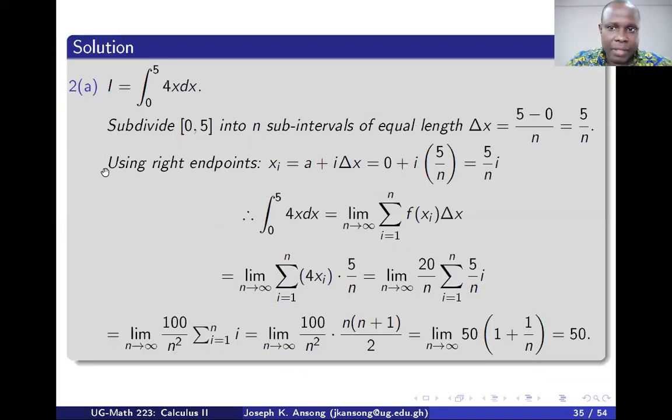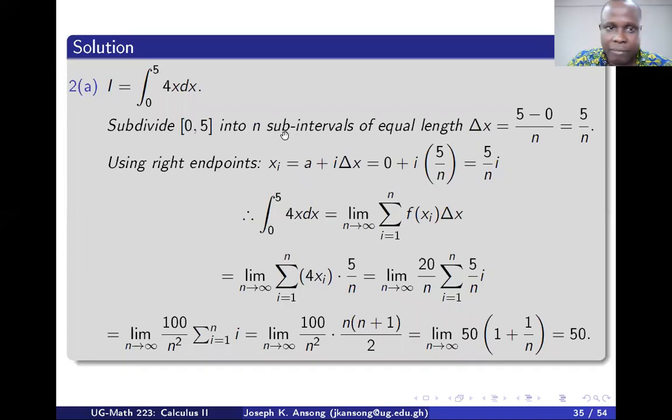Okay, and this is the second example. Question 2A says that we should use Riemann summation to compute this. So here we know that our interval is 0 to 5, and we have to subdivide our interval into n sub-intervals by definition, right? And the width of each sub-interval is b minus a over n.